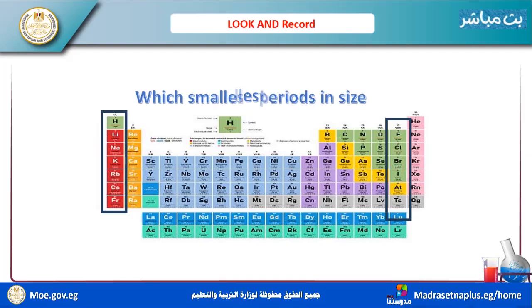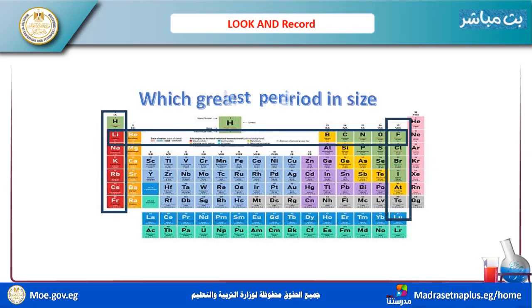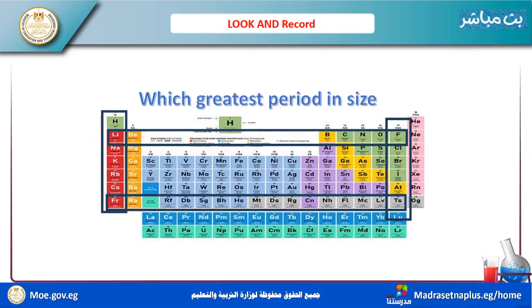Okay, next, which is the smallest period in size? Think a little, and now the answer is here. This is period 2, because it is the smallest in its size. Okay, next, which is the greatest period in size? Okay, this is period 7. It is the greatest period in size.